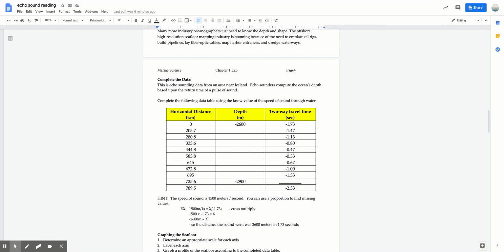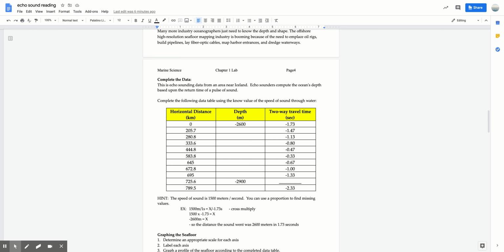So that's here. To find the next answer, guys, you're going to do the same math, but instead of 1.73, you're going to put in negative 1.47. So you end up multiplying that 1.47 by the 1,500 meters, and that's how you get your x.